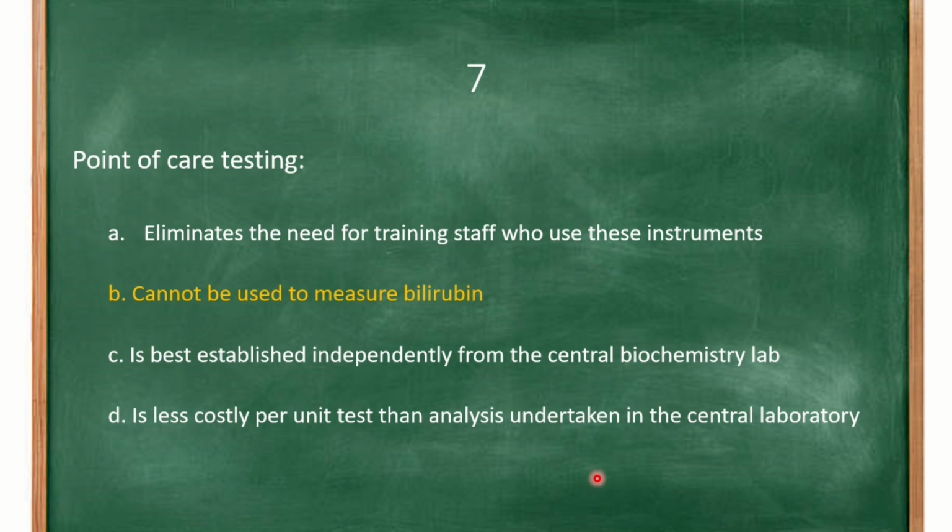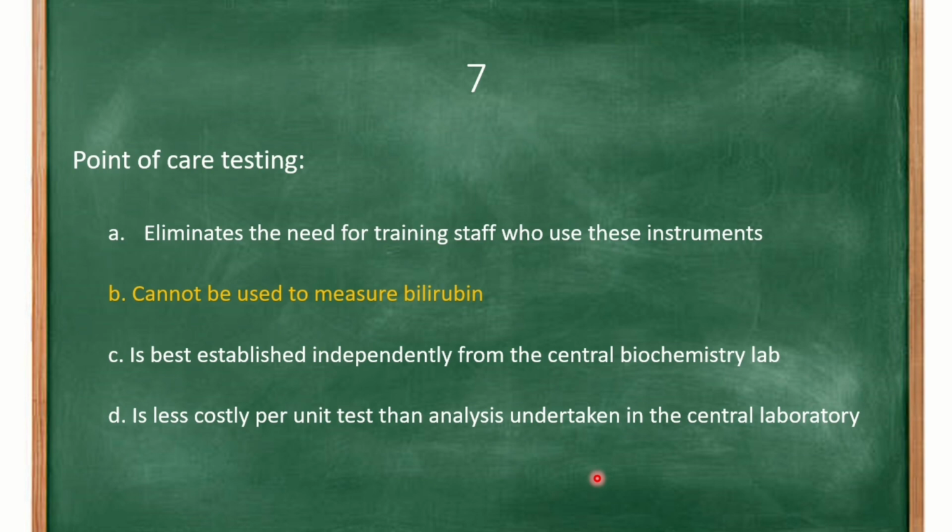Okay, then B, cannot be used to measure bilirubin. Yeah, that's the answer we are choosing for question 7. That is because as far as we are talking now, there is no point of care device that is used to measure bilirubin. All bilirubin measurements are being done in the lab using a biochemistry analyzer.